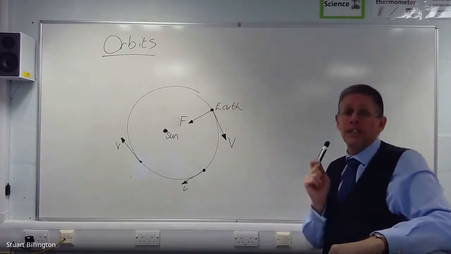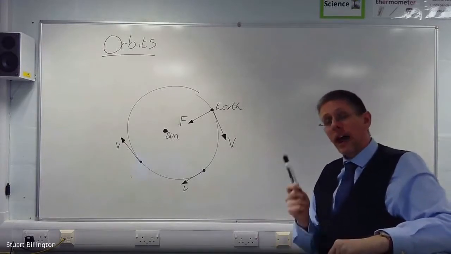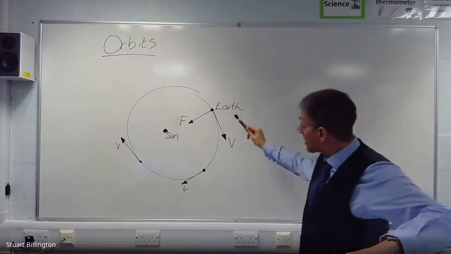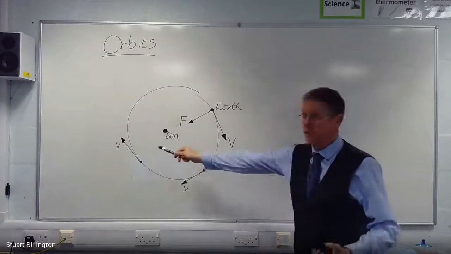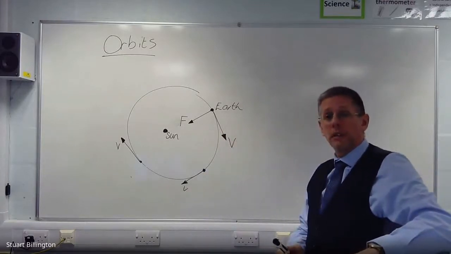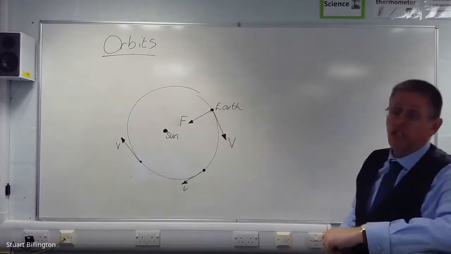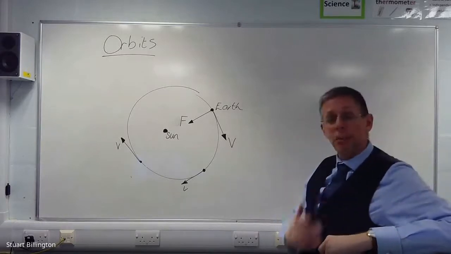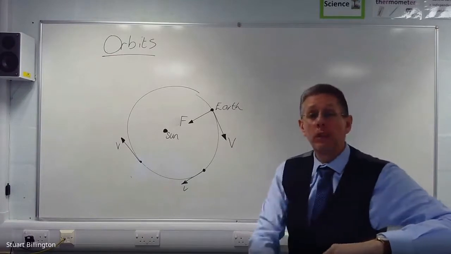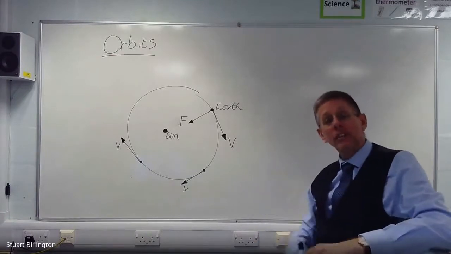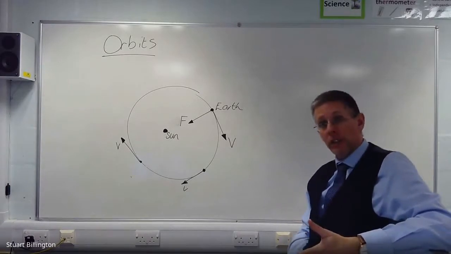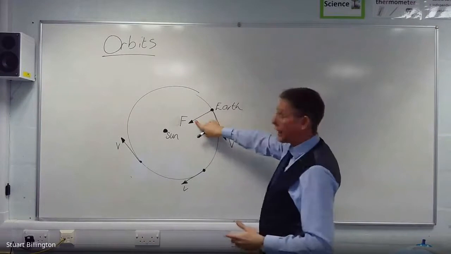Because velocity is a vector that has magnitude and direction. And even if the size, the magnitude of it stays the same, the direction doesn't while it's in orbit. So because the velocity is changing, there has to be an acceleration. And then we also learned that accelerations are provided by unbalanced forces. And here is the unbalanced force.